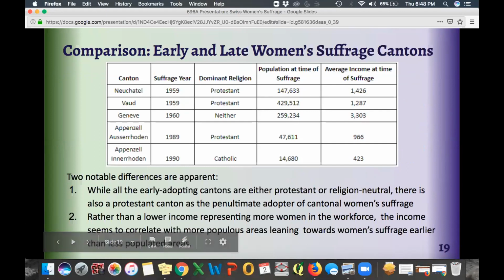Looking at a similar canton-to-canton comparison of additional data between those of the most disparate women's suffrage dates reveals other potential correlation trends as well. So first, religion doesn't seem to necessarily always follow the Protestant pro and Catholic con trend that the history of Switzerland might suggest. Second, rather than low income indicating more independent women in the workforce, it's possible that this correlates more with more versus less populated areas. So a comparison of average income to female population, which is one of the data points that I'm currently working on acquiring, may reveal more on this account.